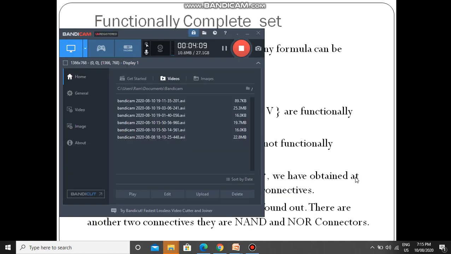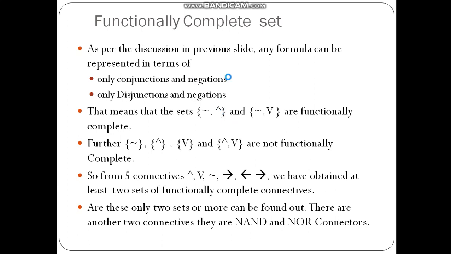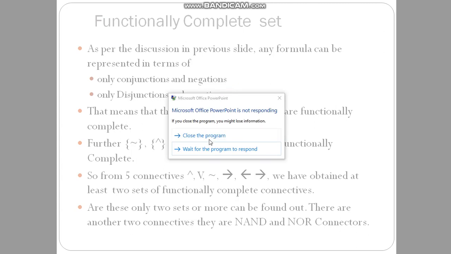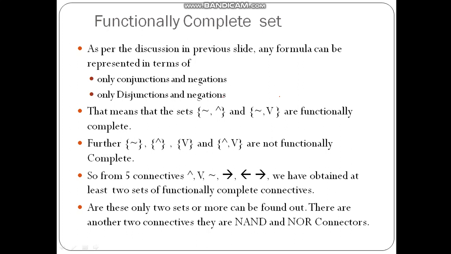Here is the functionally complete set. As per the discussion in the previous slide, any formula can be represented in terms of only conjunctions and negations. Another thing is that any formula can be represented in terms of only disjunctions and negation. That means the sets {not, conjunction} and {not, disjunction} are functionally complete sets. So these two are the functionally complete sets.